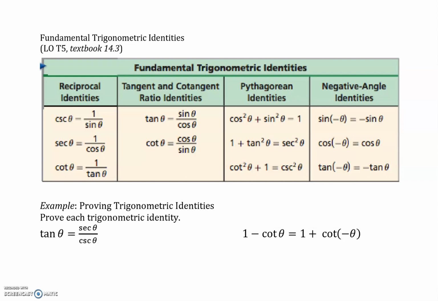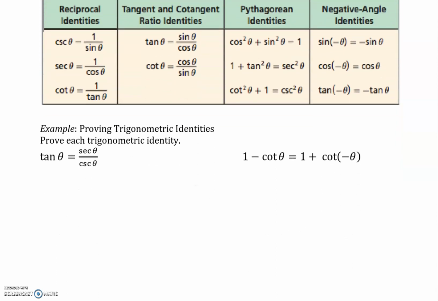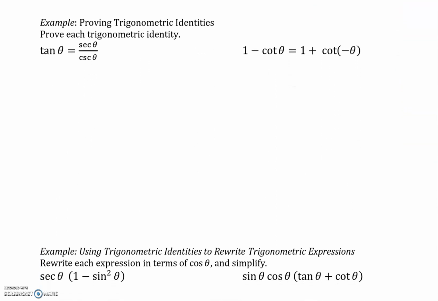So really the only thing that's kind of new here is the Pythagorean identity. And you can totally look up how those are derived if you're interested in it. But what we want to do is we want to be able to work with them to do a couple of things. So let's go ahead and jump into our first example, which is proving trigonometric identities.